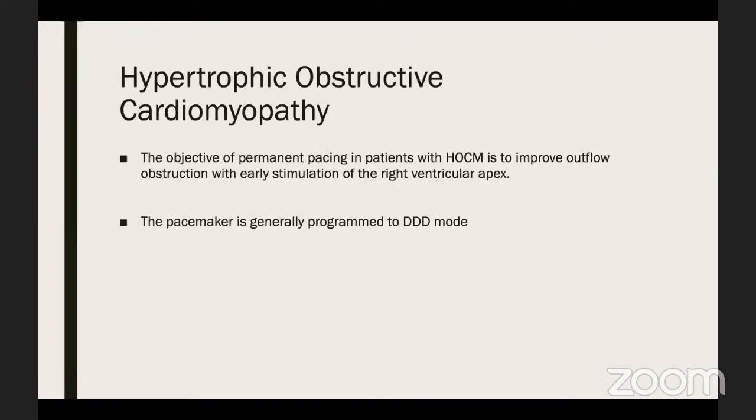In HOCM, the hypertrophic obstructive cardiomyopathy, the objective of permanent pacing in patients with HOCM is to improve outflow obstruction with early stimulation of the right ventricular apex. So the pacemaker is generally programmed to DDD mode.